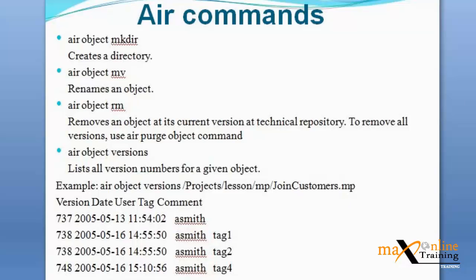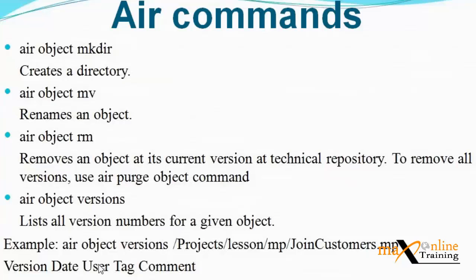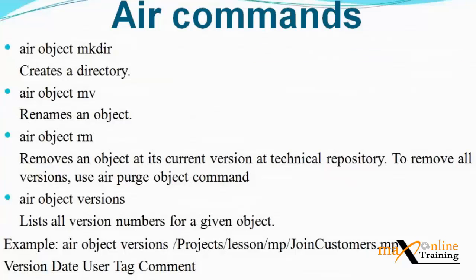Add object rm, with the host object and then the object name, will remove all the versions from the repository. And so add object versions with the object name will give you a listing like this: version number, date, the user who checked in, and the tag and the comment. If the tags and comment are available, it will show, otherwise it will be blank. So the shortcut for this is add versions and then the object name.